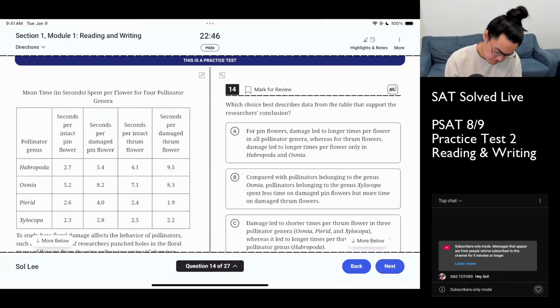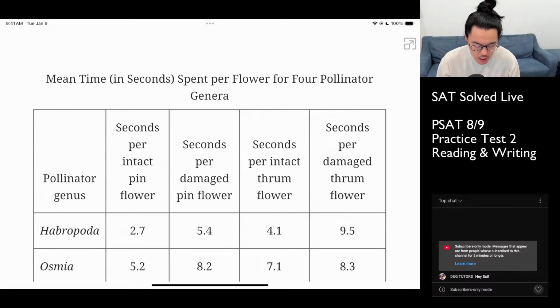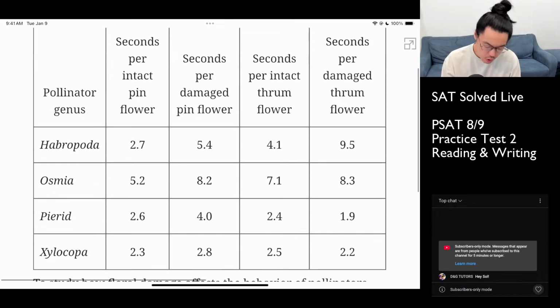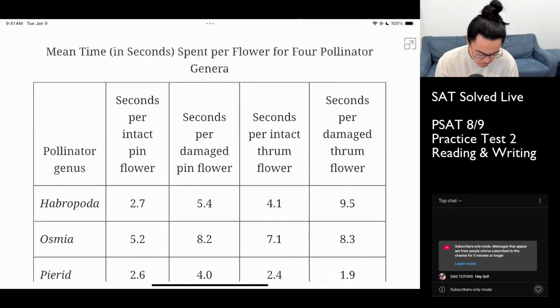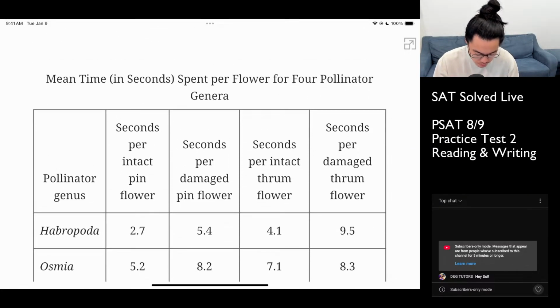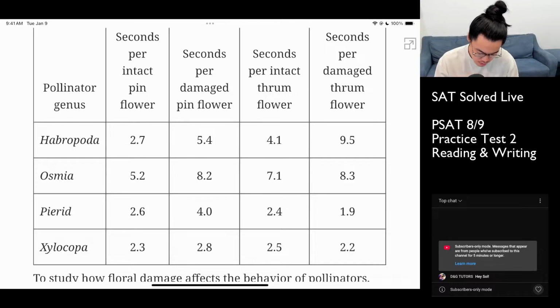Faster. There we go. All right. Mean time in seconds spent per flower for 4 pollinator genera. Well, I'm just zoning out right now, figuring out what this means. Mean time spent per flower for 4 pollinator genera. Okay, genera is genus, which I honestly just completely forgot. But there's 4 pollinators.